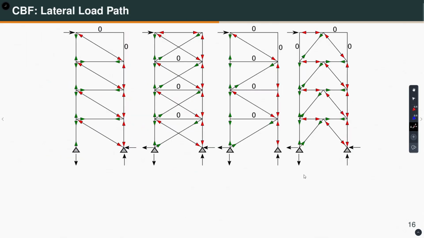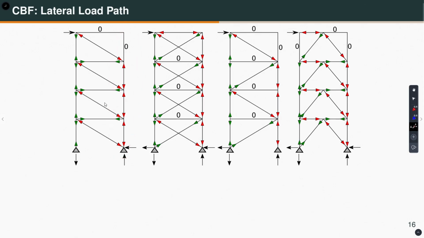So, the lateral load path for concentrically braced frame I am just showing with a single load. If you apply a single load you can analyze it like a truss. These arrows that I am showing are acting at the joint. When it is away from the joint, that means it is tensile. When it is acting towards the joint, then it is compressive. So, as you can see, these braces are under compression and these columns are under tension, whereas these are under compression.